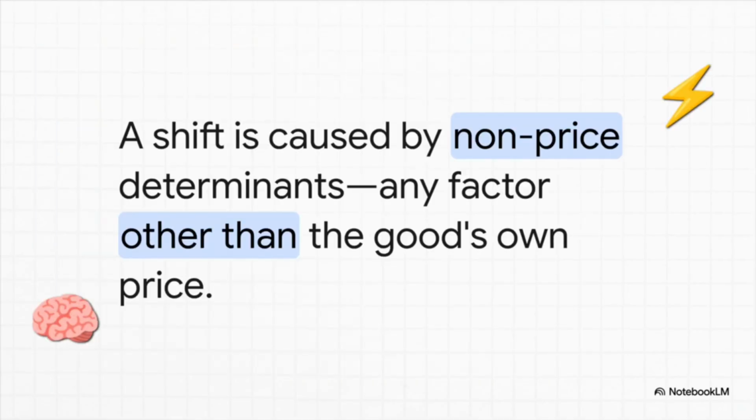So what could possibly cause the whole curve to just pack up and move? Well, it's caused by what economists call a non-price determinant. That might sound a little technical, but it's really simple. It's literally any factor that changes your mind about buying something other than the price of the item itself.